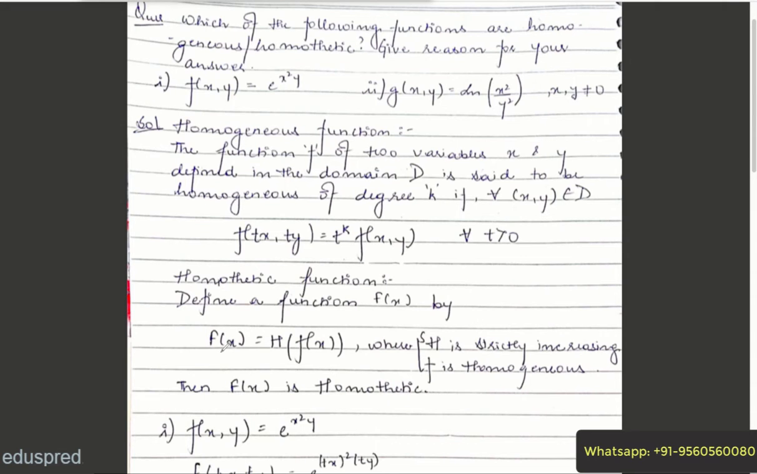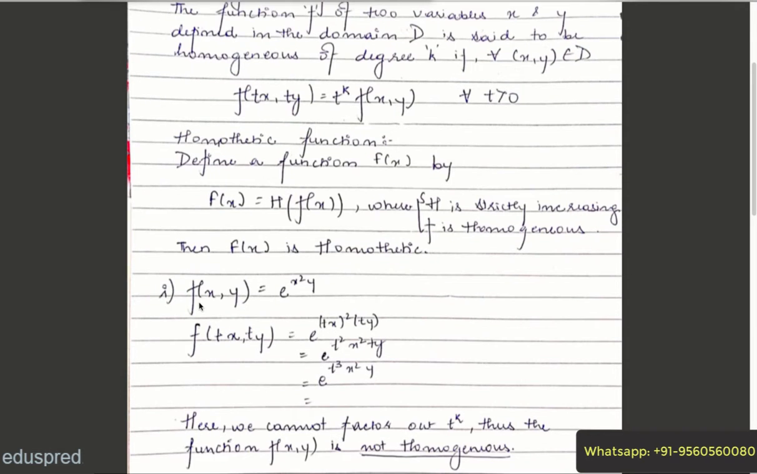Here you have to write your original function as a composite function such that this is your homogeneous function and this is a strictly increasing function. So let's begin. Now the first part is f(x,y) is equal to e to the power x square y. So according to the definition of a homogeneous function, we have to transform this to this. So let's begin with the LHS, that is f of (tx, ty).